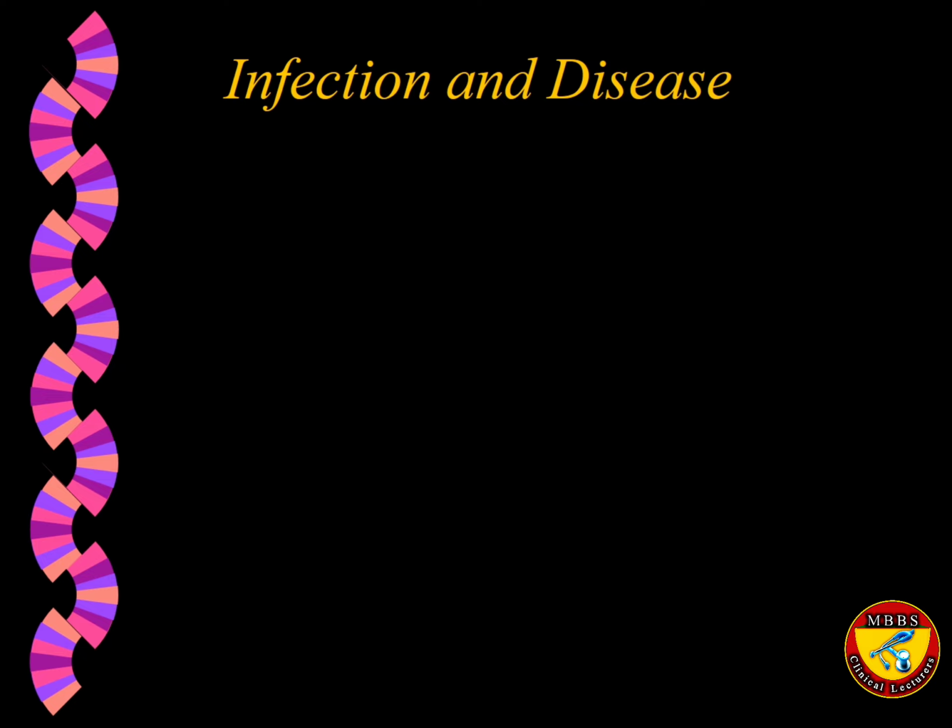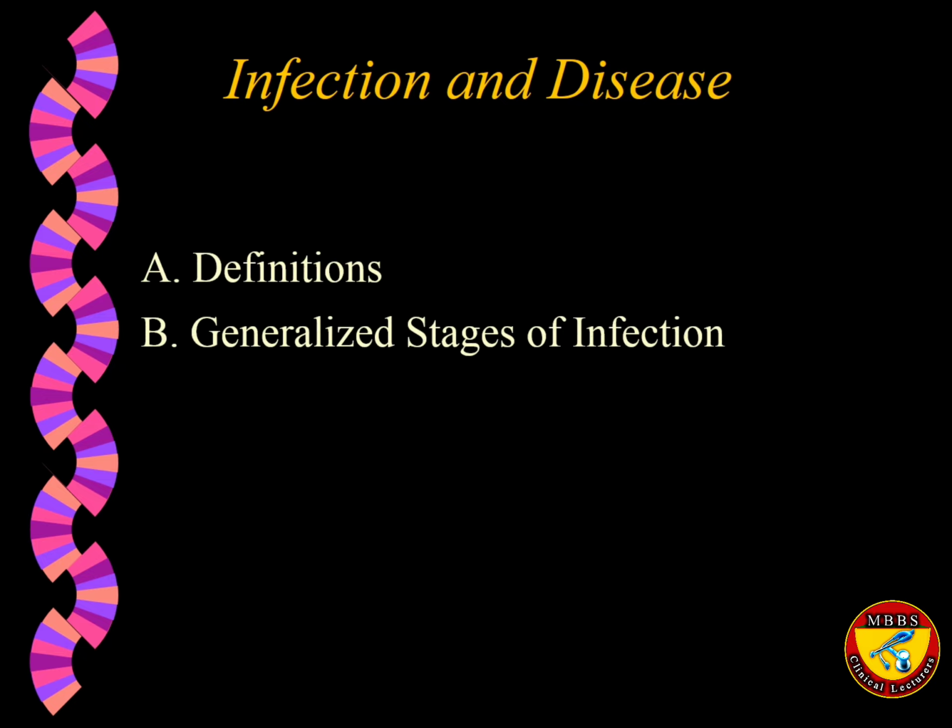So, first, infection and disease. We'll certainly talk about certain definitions and generalized stages of infections. These definitions will be important for you to make your concept clear. And also the virulence factors and toxins. As I said, toxins will be discussed in the next class.